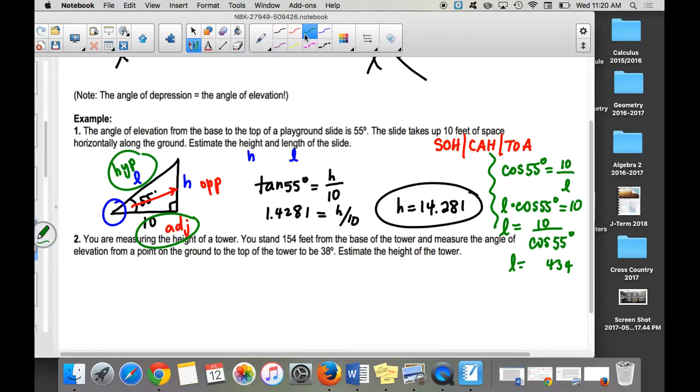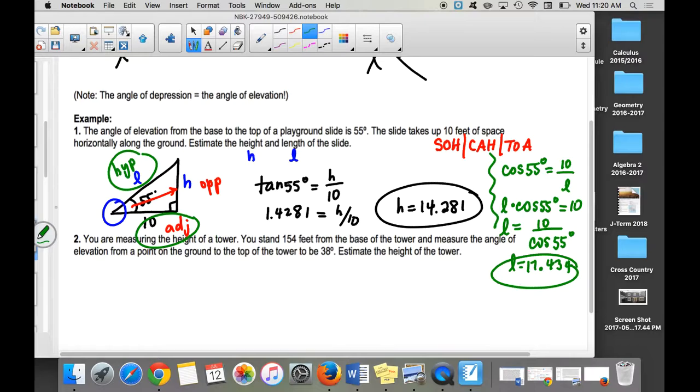Did anybody do it another way and get something that just wasn't making sense? That happens a lot where people try to do 10 times cosine of 55 or cosine of 55 divided by 10. And you'll end up getting something that doesn't make sense. It'll be like 0.1 feet. Well, that's not going to have a hypotenuse of 0.1, right? It's a slide. That would be the most boring slide ever if it was 0.1 feet. You're like, okay, I'm done. It's not fun. Okay, so make sure your answers make sense.